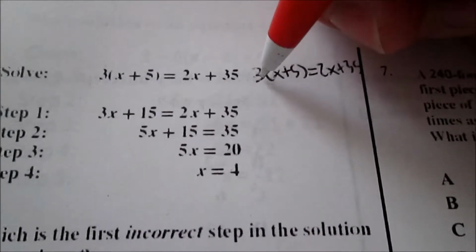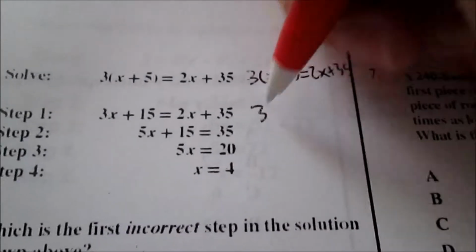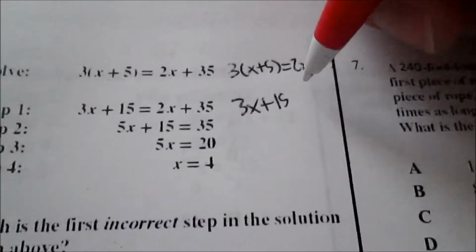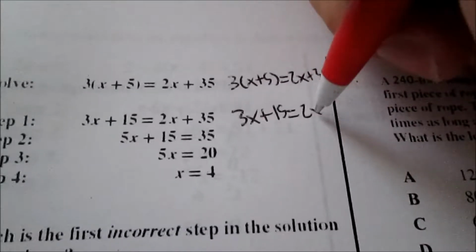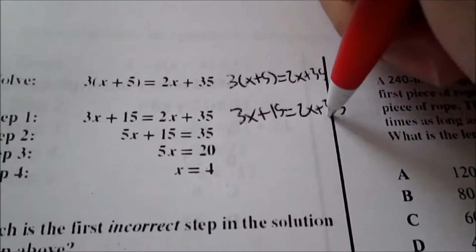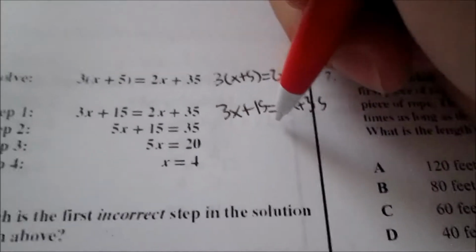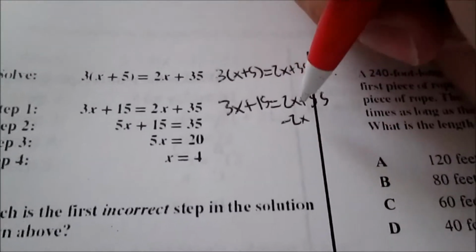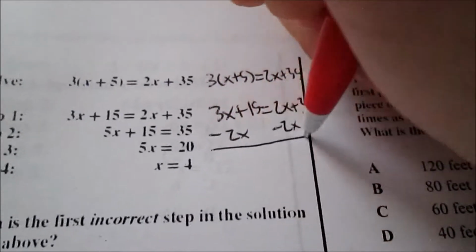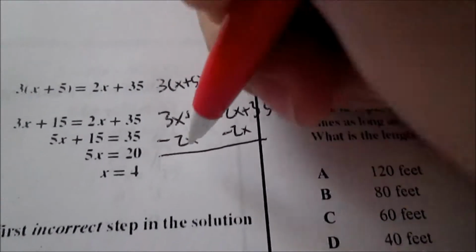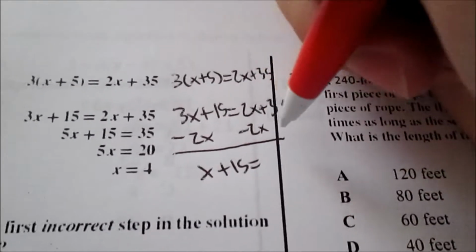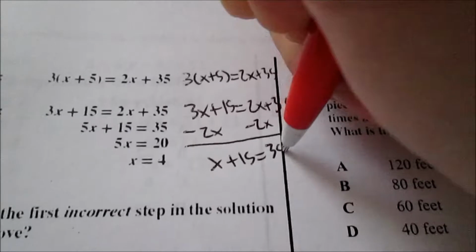So first I would distribute 3 times x and then 3 times 5. Then, since I notice I have variables on both sides, I'm going to move the variable to one side. I'll choose to move all the x's to the left side, so I will subtract 2x from both sides. After this is done, there are no more x's on the right side, there's only 35.